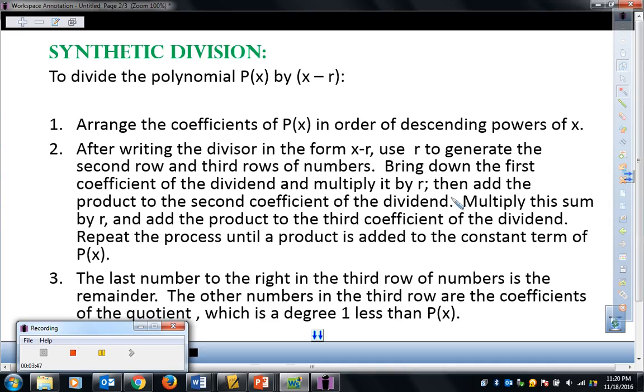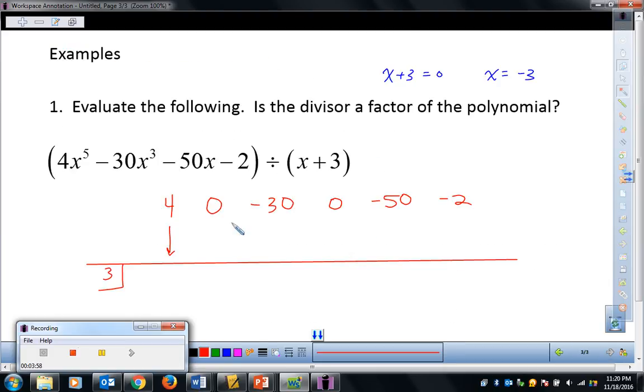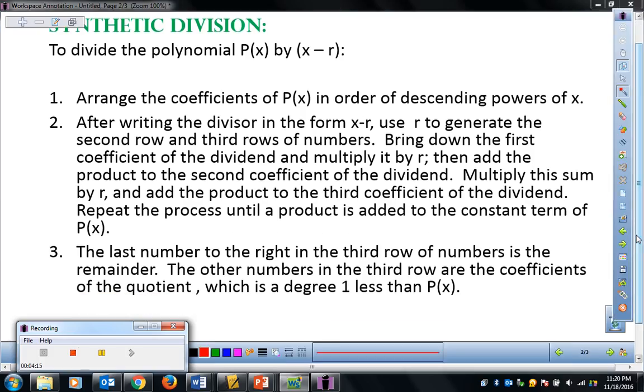Back to this slide: bring down the first coefficient of the dividend, and then multiply it by r. We've solved for r, now we're going to multiply. So I'm going to bring this down. There's my 4. Now below this line that I've drawn, I'm going to multiply. 3 times 4, of course, is 12. Whatever that product is, I'm going to put it above the line. So multiply below, put the product above. After I put the product above, add the product to the next coefficient of the dividend, and then repeat the process until we get there.